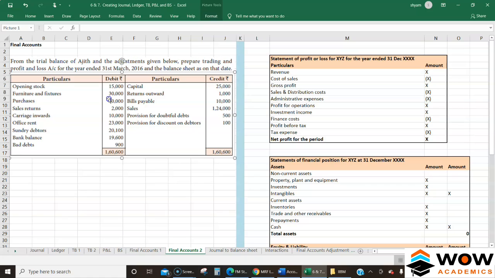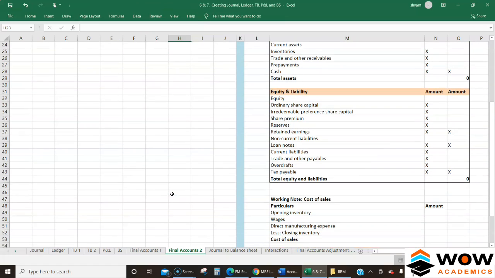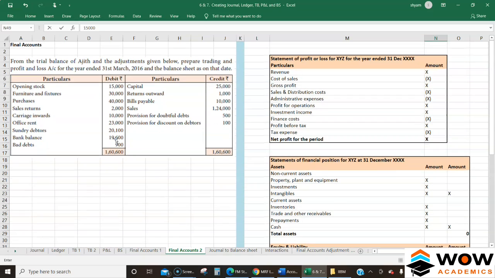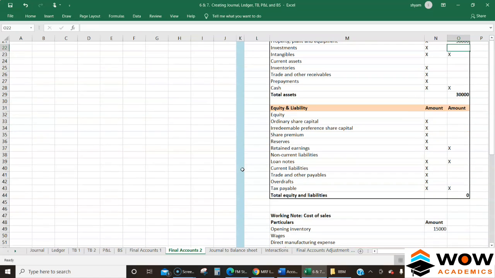So we'll start. The first item that we have is opening stock. Opening stock should go to the COGS. Next is furniture and fittings. We'll directly put it under property, plant, equipment, because there are no other assets, I think. Purchases is 40,000.